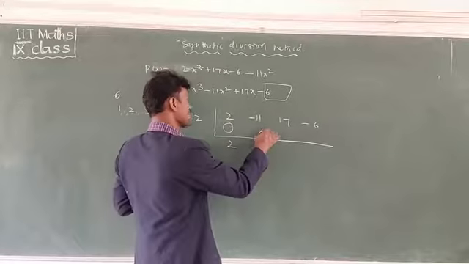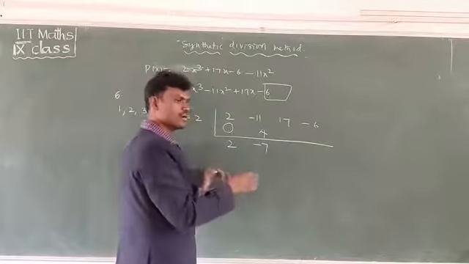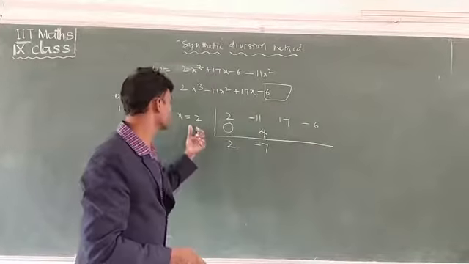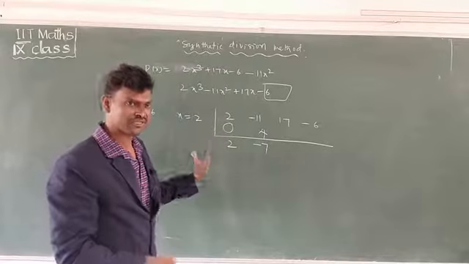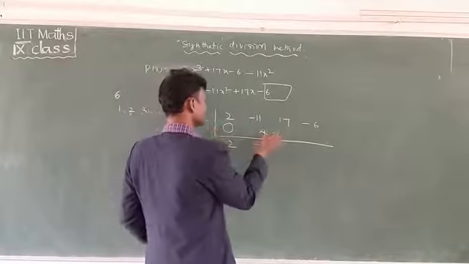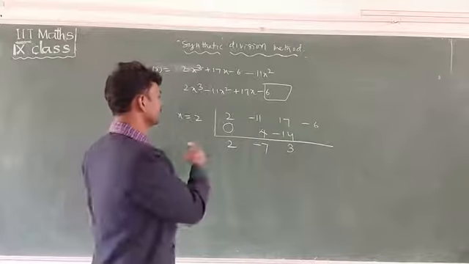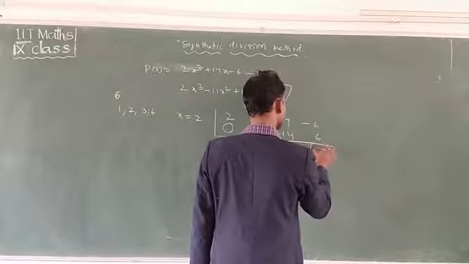2 into 2 is 4. This is minus 7. The last digit must be equal to 0, otherwise it is not a factor. We just have to check whether this is a factor or not. See here, 7 into 2 is minus 14. Then this is 3. Then 3 into 2 is 6, plus 6, minus 6. This is equal to 0.